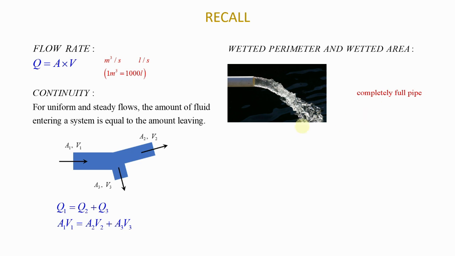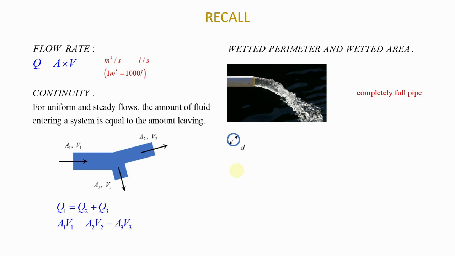Okay, and so first let us look at the wetted perimeter. So what is the wetted perimeter? The wetted perimeter is basically just the perimeter of the cross section of the pipe. So if you look at the cross section of this pipe, it is a circle, okay? That is what the cross section of the pipe is.